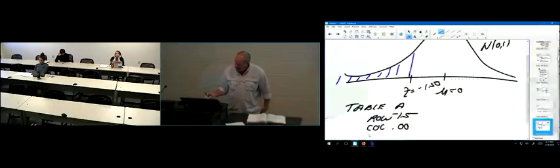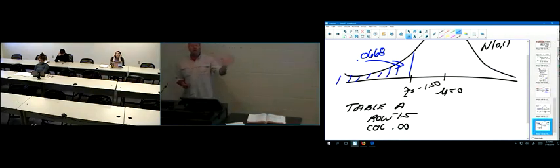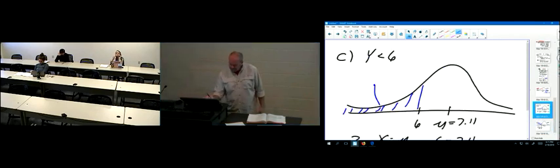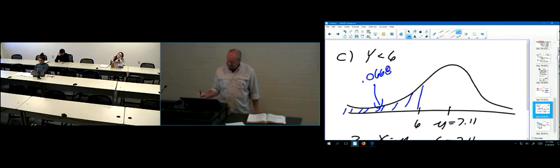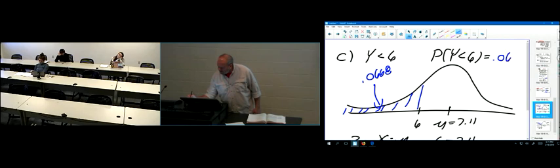So this is telling me 0.0668. Do I have to do anything tricky like subtracting from 1? I already want it to the left. The table told me to the left. That means this is 0.0668. Or if you like, the probability that your random variable was less than 6 is 0.0668.